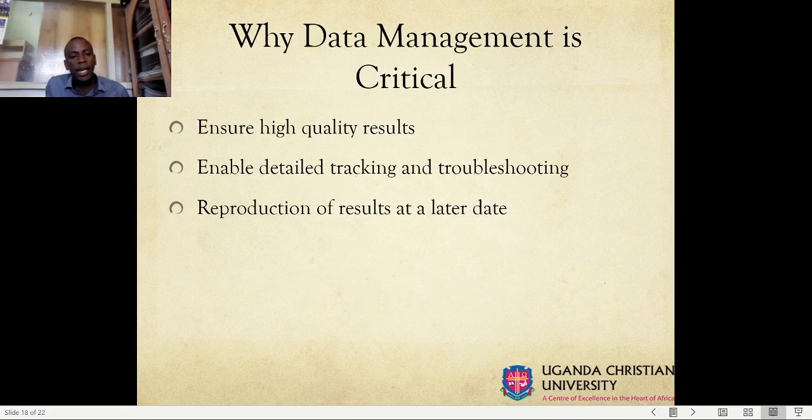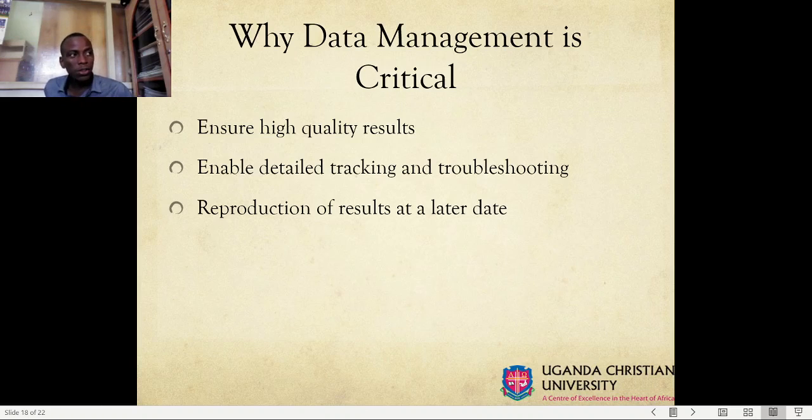So it enables detailed tracking and troubleshooting. I was just talking about pre-testing. This happens mainly under pre-testing. A pre-test happens when you test out a tool. I have my questionnaire, I've designed it, and my interview guide. I want to see if my questionnaire will give me the information I need, and whether people can use it repeatedly and it gives the same kind of information. To do that, I can pre-test.